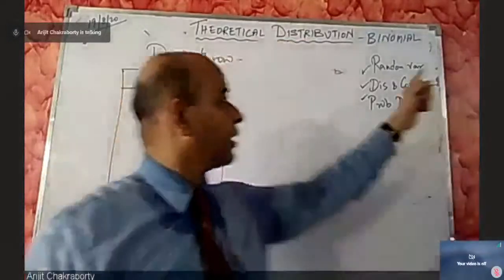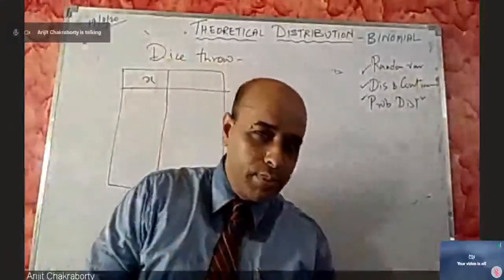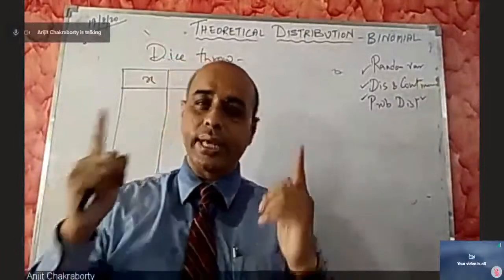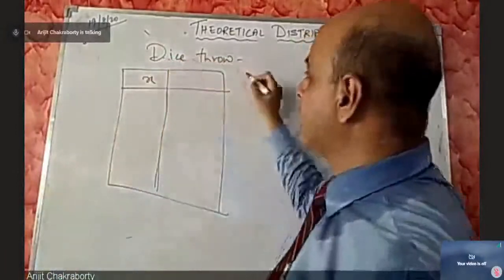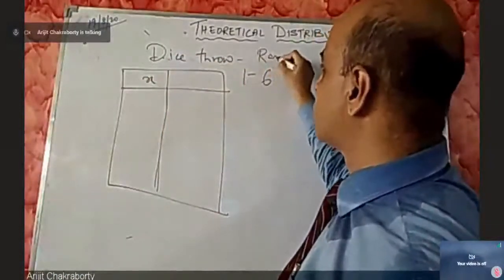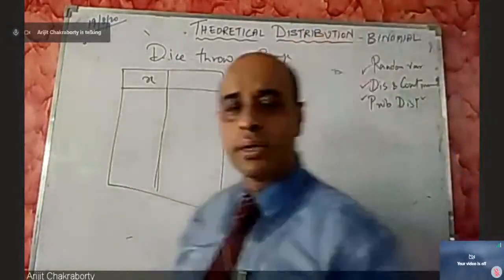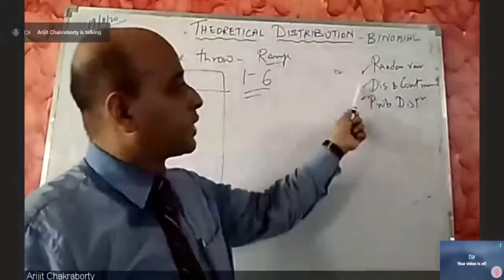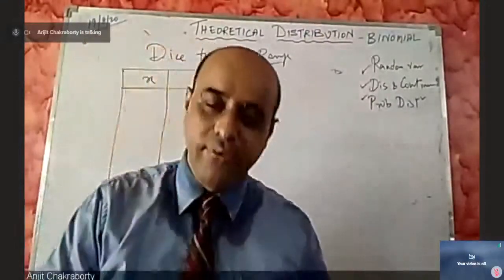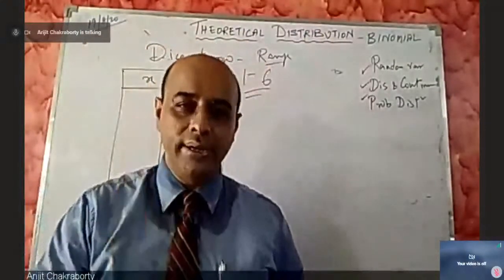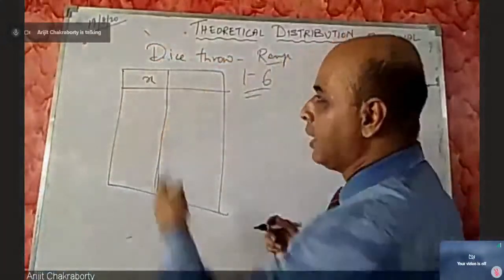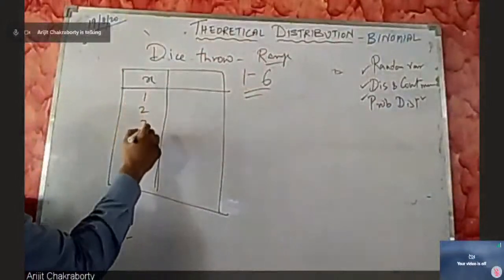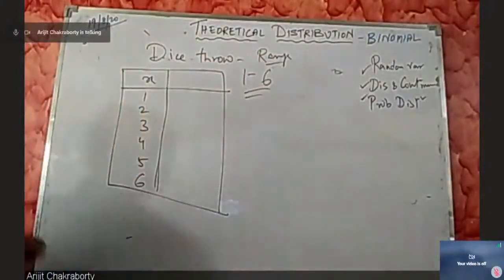Is it a discrete random variable, or a continuous random variable? Well, it can take any value in the range 1 to 6. So the range is 1 to 6. No doubt. But it cannot take a fractional value. So it is discrete, not continuous. It's a discrete random variable. Now, what are the values it can take? So here I write the values: 1, 2, 3, 4, 5 and 6.